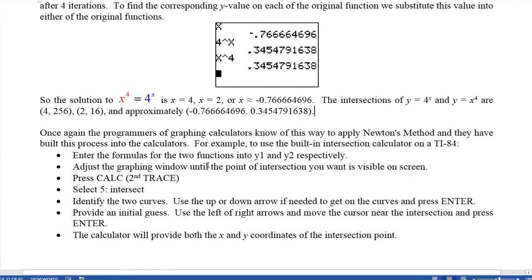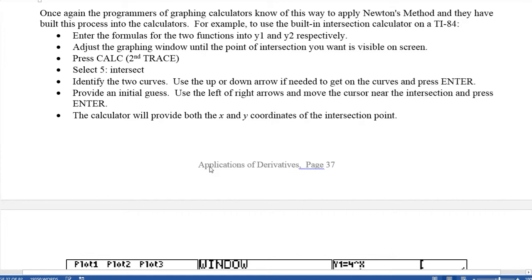So here's how you calculate an intersection of two graphs in the calculator. You put them in, one into y1 and one into y2. You do calc, which is second trace. Choose number 5, which is intersect, short for intersection. Identify the two curves. Use your up or down arrows to get on the curves and press enter. Provide an initial guess and then enter.